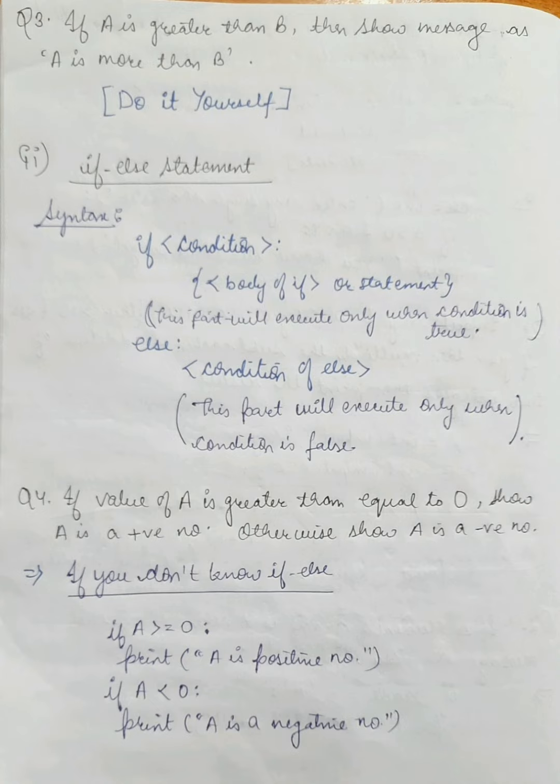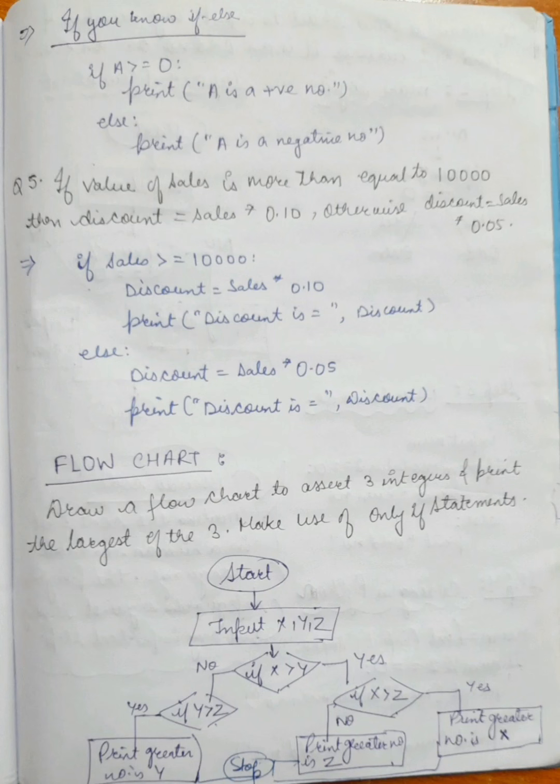You can do it with the help of if statements if you don't know if else statements, but we can also do it with if else statements. So let's see how. If a is greater than or equal to 0, print a is a positive number, else print a is a negative number. Next, question 5: if the value of sales is more than or equal to 10,000, then discount is equal to sales into 0.10. Otherwise, discount is equal to sales multiplied by 0.05.